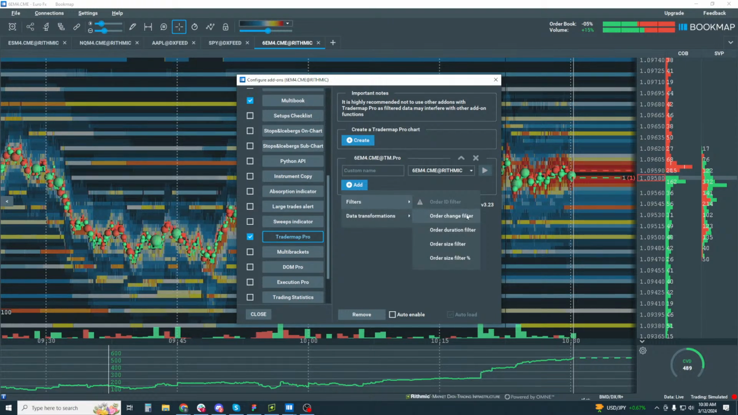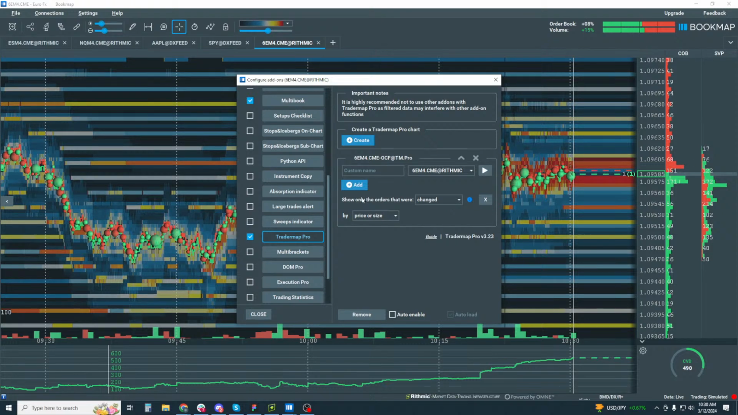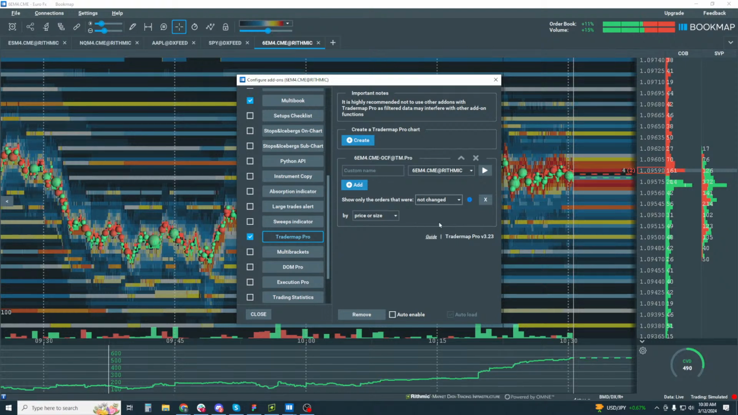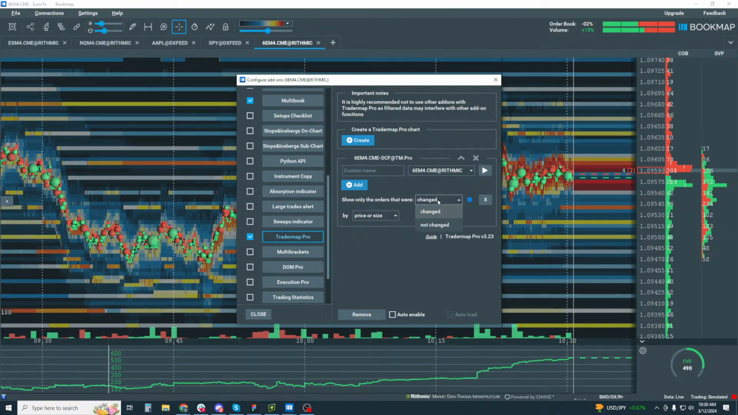Okay, we're going to go with a filter here called order change filter. And then you have a couple different drop downs in here. So the orders that changed, they would be filtered out. Okay, so instead we're going to go with ones that were not changed. I'm sorry, that was incorrect. If we have it unchanged, it will show only those that were changed. We're going to change it to not changed.